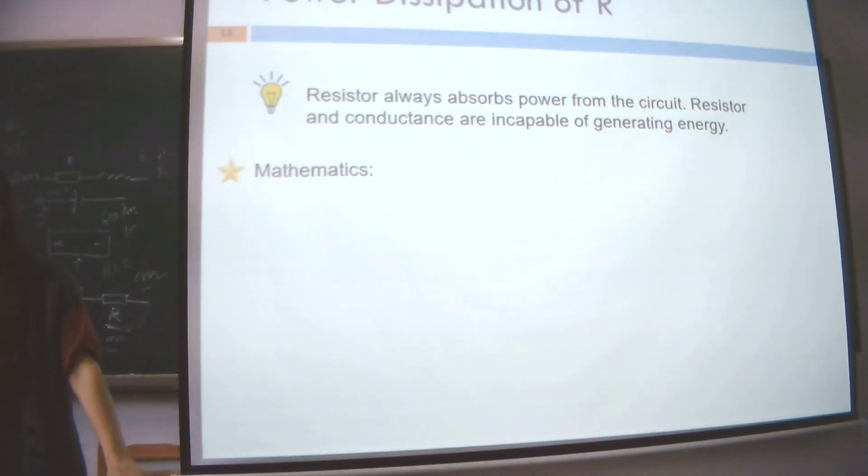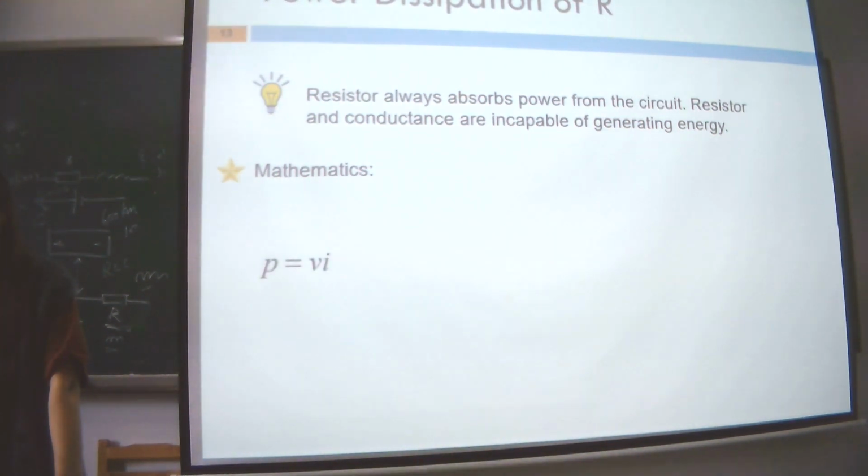The power dissipation of R. This we already know. The resistance R always dissipates energy. In mathematics, P is equal to VI. From Ohm's law, we have V equals IR. And we put this value inside, and we get this equation.